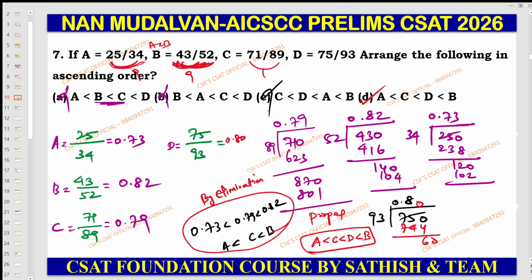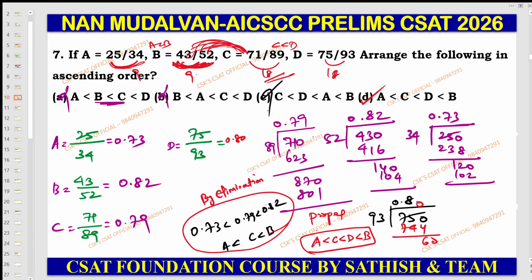But here the difference is 18. Here also the difference is 18. So in this case also C is lesser than D. This alone you can find out: A is lesser than B, C is lesser than D. Then we have to check B and C. In order to check B and C, what do we have to do? We have to convert in terms of getting 18. So first of all, you have to multiply by 2.